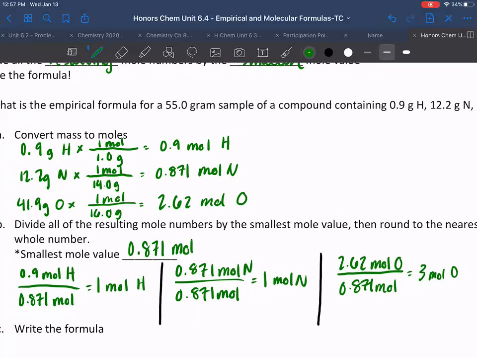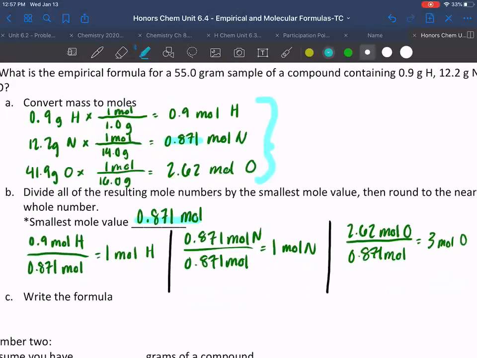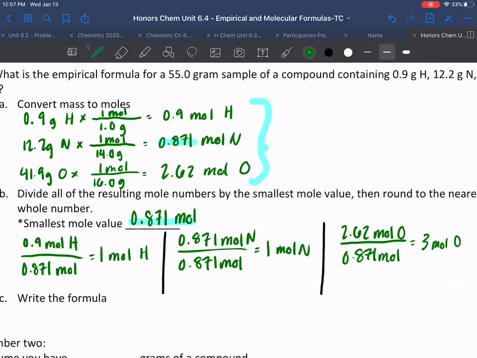Any questions on this process? Just recapping that we got the 0.871 because it's the smallest of the 3 resulting moles here. Okay, so now all you have to do is write our formula. We're writing it how it was presented: H, then N, and then O3. So the 3 from the 3 moles is now our subscript. Any questions? Cool, I'll take that as you guys get this.